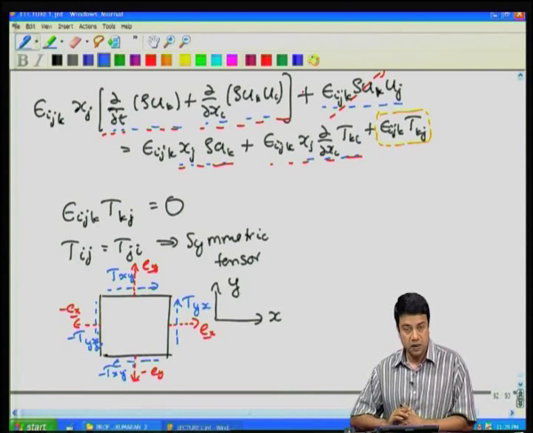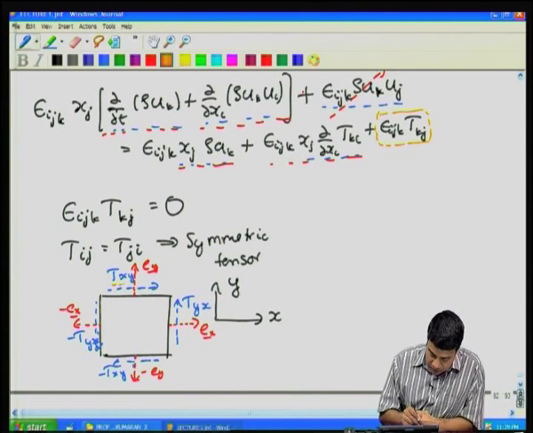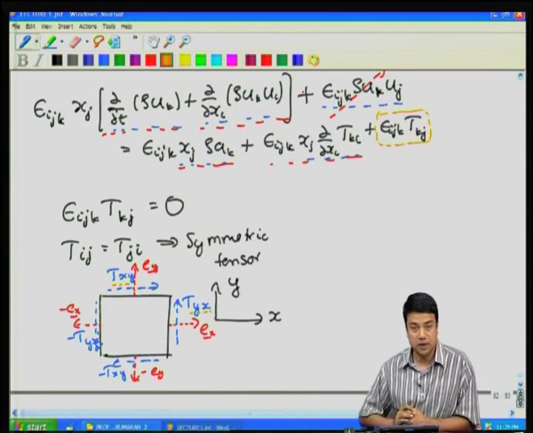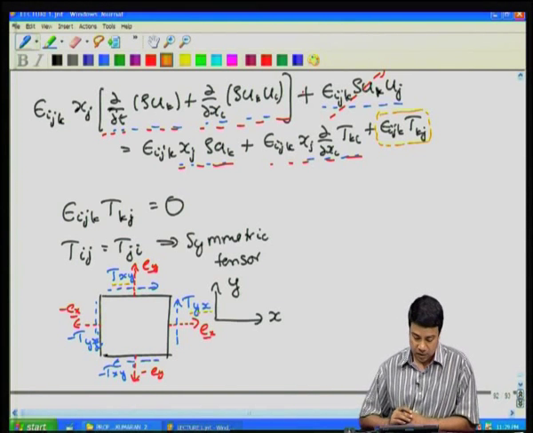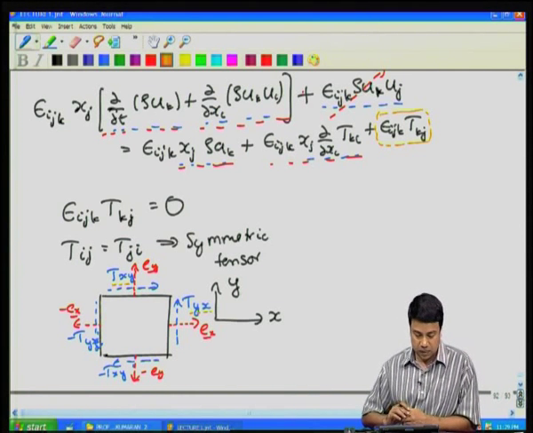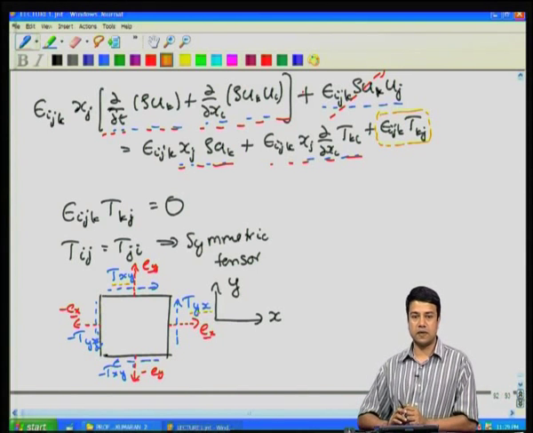This is the symmetry of the stress tensor, which means that T x y is equal to T y x. It is symmetric only if T x y is equal to T y x. The implication is that there is no net torque on this differential volume, because you can see that the forces on the top and bottom tend to rotate this in the clockwise direction, whereas the forces on the right and left tend to rotate this in the anti-clockwise direction. If the forces are equal, there will be no net torque on this differential volume.